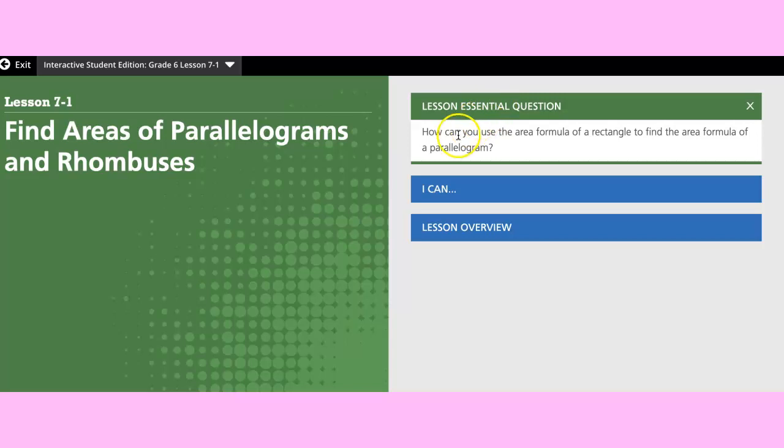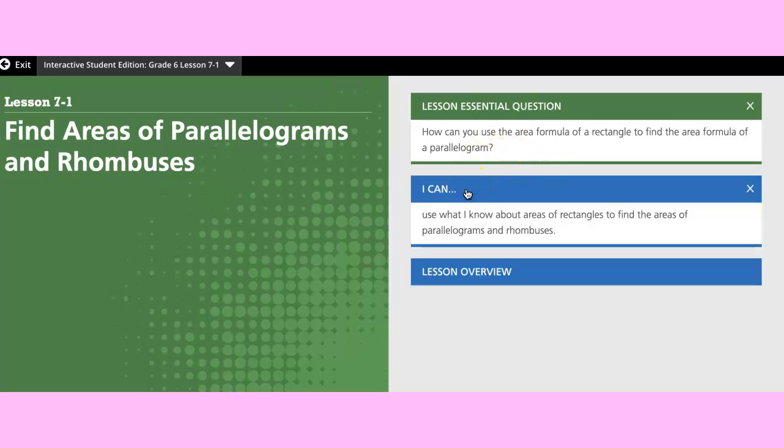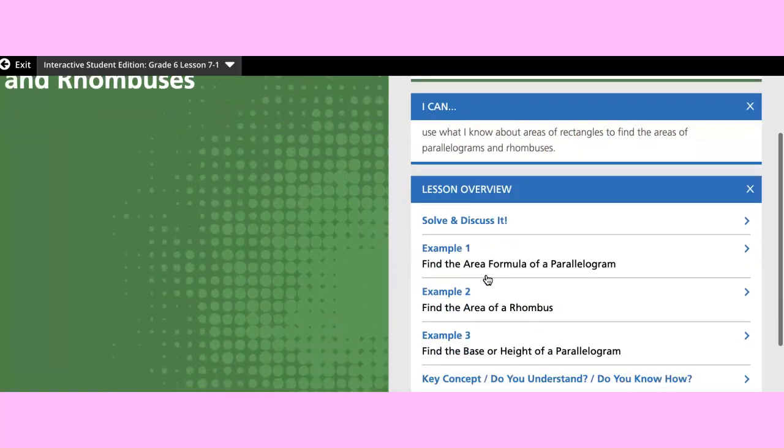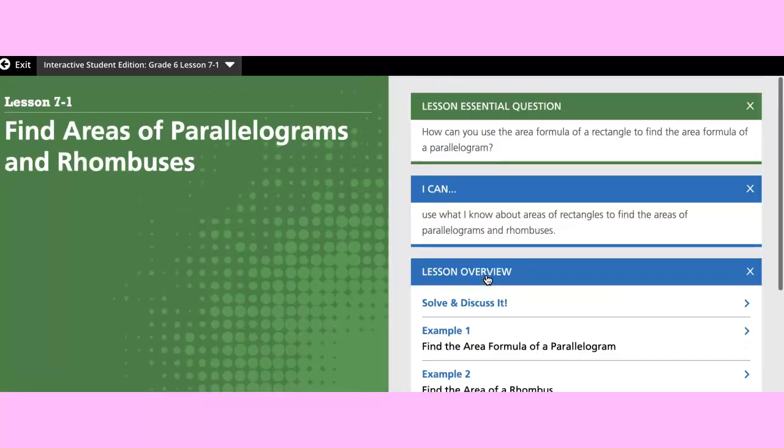So our essential question is, how can you use the area formula of a rectangle to find the area formula of a parallelogram? Then you can use what you know about areas of rectangles to find the areas of parallelograms and rhombuses. In our lesson overview, we're going to have some examples and see how to solve this problem. All right, so let's move on.